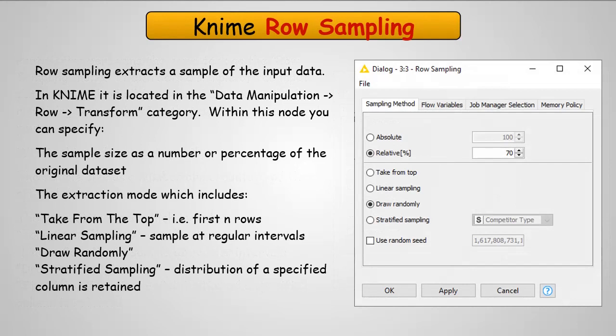And as I mentioned in the last slide, the row sampling node provides the ability just to extract a sample of the input data. The rows that aren't selected, nothing happens to them. Otherwise, all of the meanings are exactly the same.